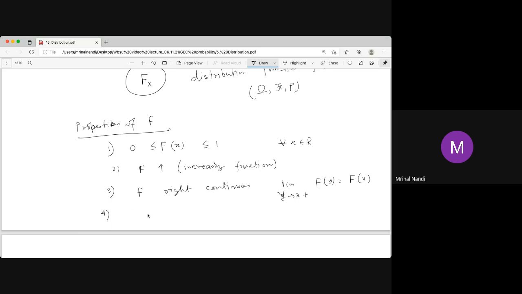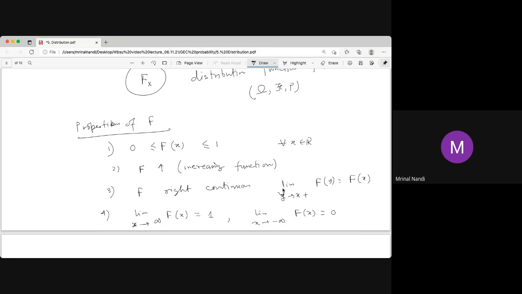And the last, fourth property is very important. As x tends to infinity, Fx equals 1, and as x tends to minus infinity, Fx equals 0. We just avoid this proof. This proof is not trivial. It involves some real analysis and needs some deep knowledge of it. Is it tough? It is really tough.